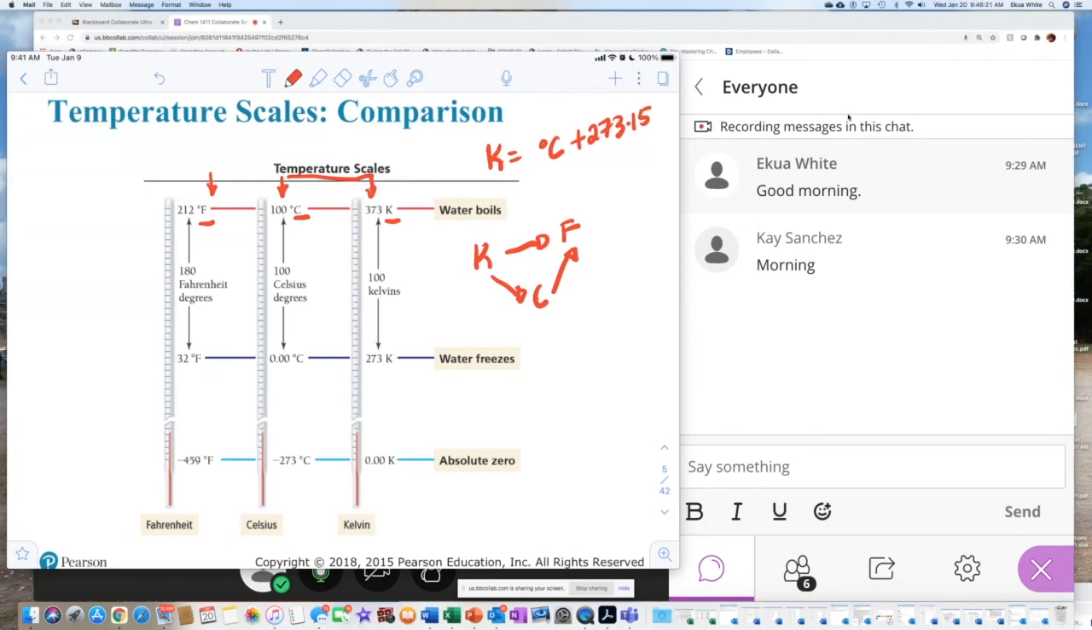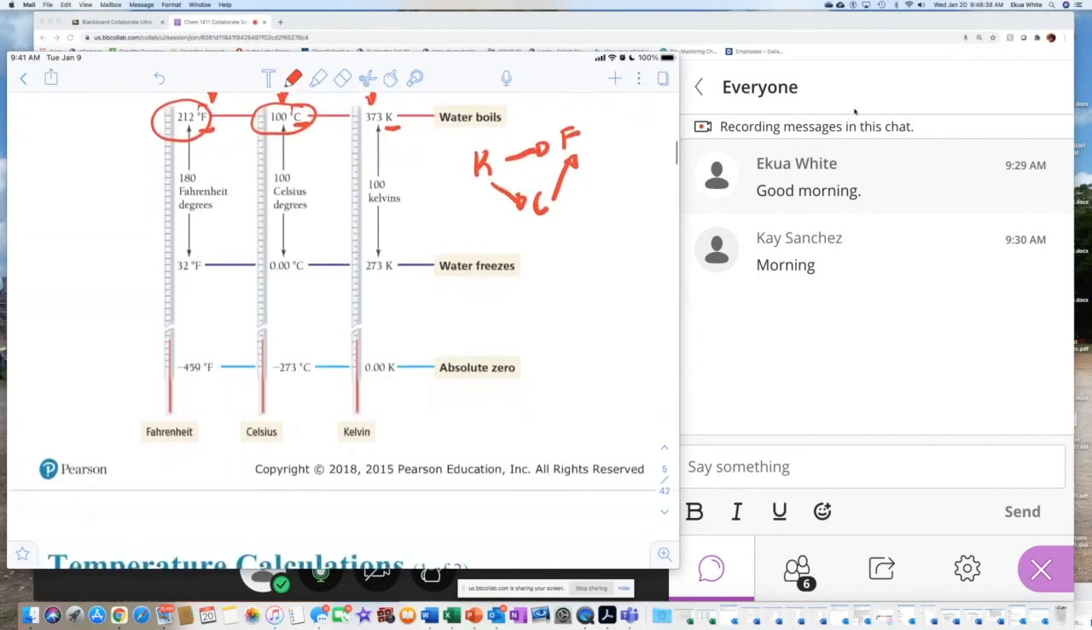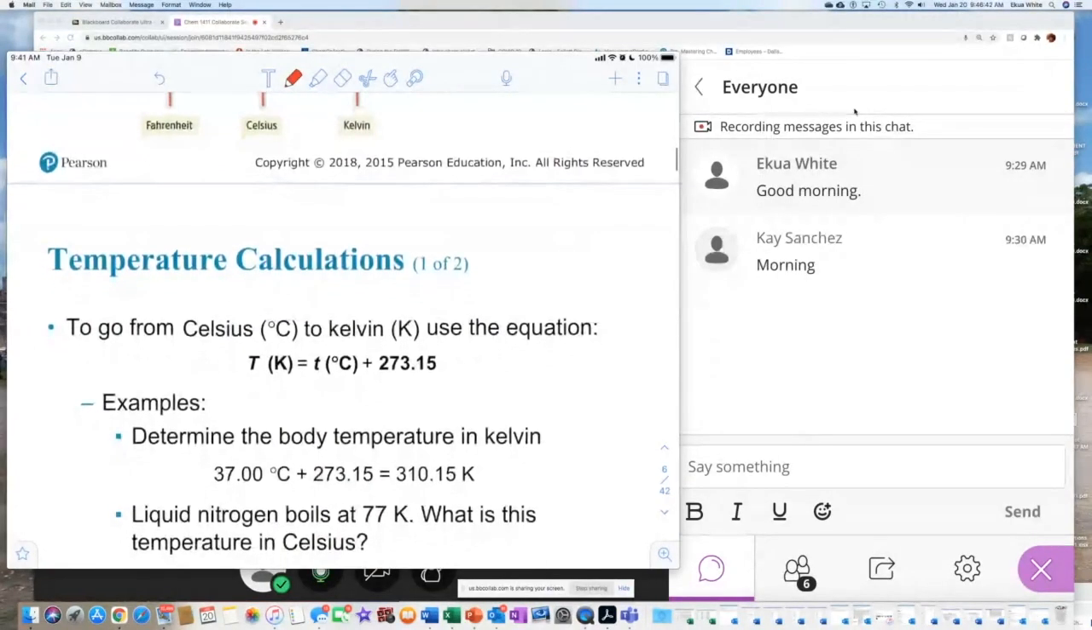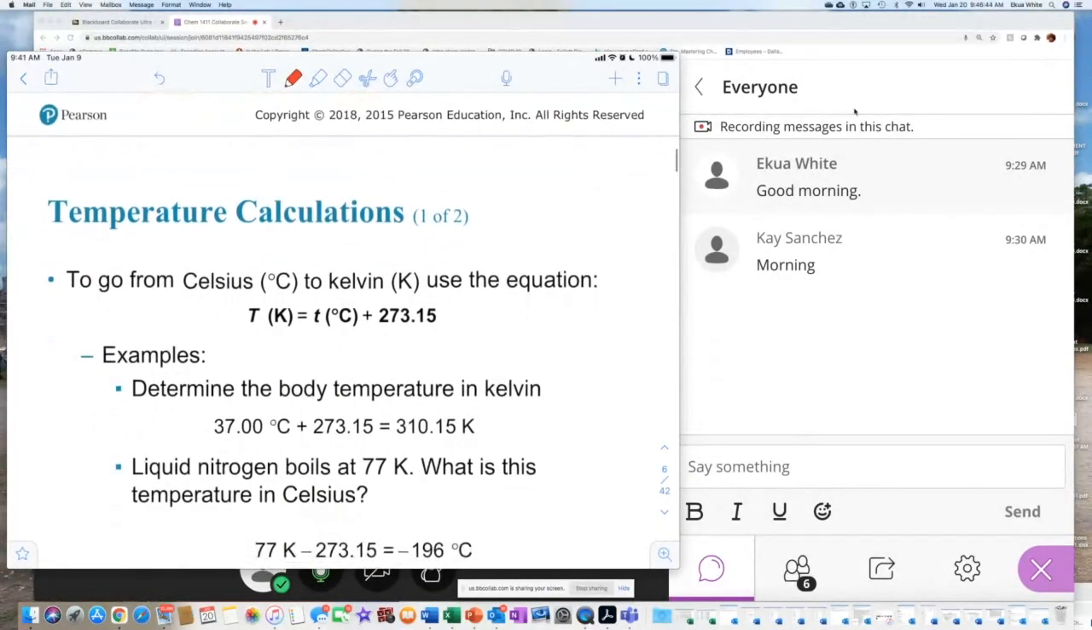If you're comparing the scales, please notice the numerical value of Celsius tends to be the smallest, and then Fahrenheit is a lot larger. So in your calculation, you want to make sure you use the right formula to go back and forth. At some point, I will show you the table that has all these formulas to go from Celsius to Fahrenheit and vice versa.